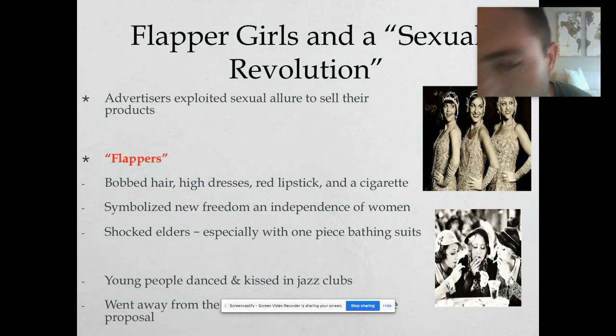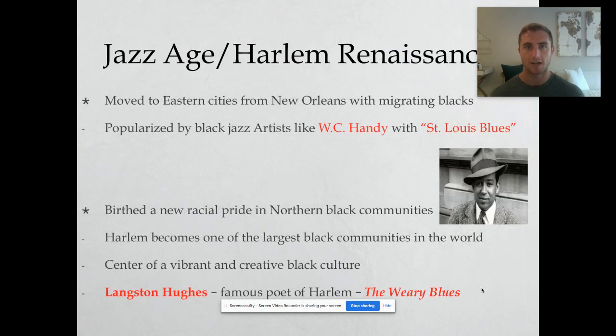Aforementioned, the sexual revolution of the 1920s, advertisements especially start to use sexual allure as a way to sell their products. And this is especially characterized with our flapper girls, which of course have been a mainstay when thinking about the 1920s, with the dresses, the bobbed hair, and dresses above the knee, gasp. This is shocking elders. We have young people drinking and dancing and kissing in jazz clubs. So a big change, obviously, from the traditional ways of the country.